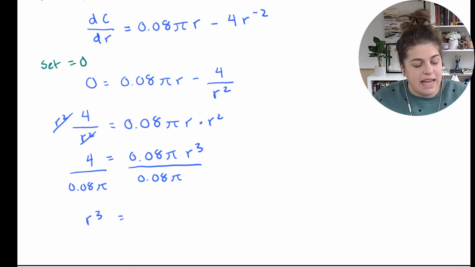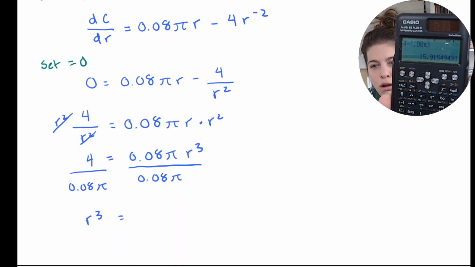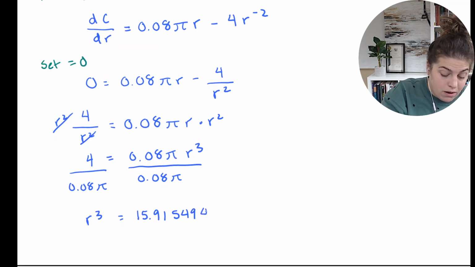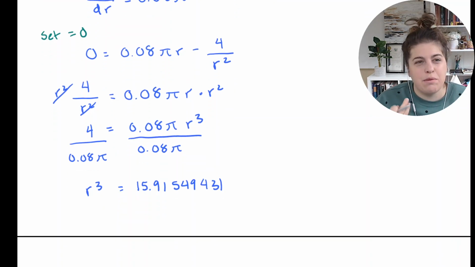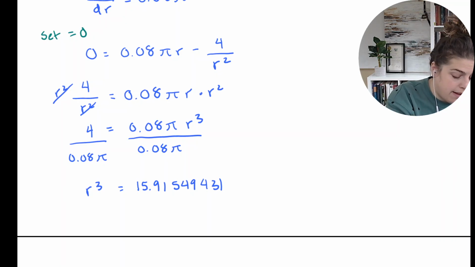And the point that I wanted to get at is that if I put that in my calculator, I get a nice long crazy decimal. And so I could use that decimal. I could write down 15.915494431. And that's fine. But also recognize with really messy fractions like this, sometimes you just want to wait till the very end to put the whole thing into your calculator, but it's about playing to your strengths.